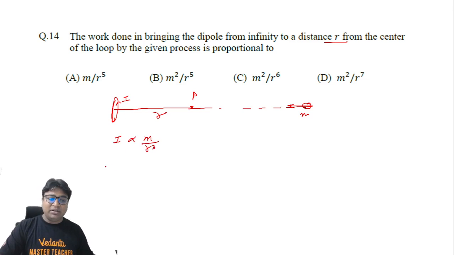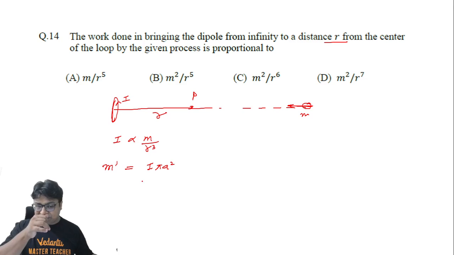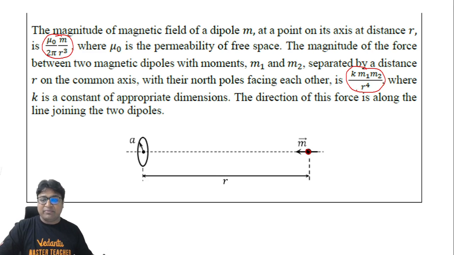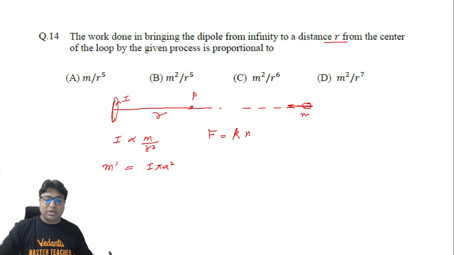Now, if there is a current, then there would be a magnetic moment of the loop itself. Let me call it as m prime, and that would be given by I into pi a square. Okay, so there would be a magnetic moment of the loop itself, and going by the expression of force, the one that was given to us in the paragraph here, K m1 m2 by r to the power 4, we should write K into m by r cube. Okay, of course there would be other constants also like pi a square, but we can ignore that because anyways we are looking at proportionality only. So this force is proportional to m square divided by r raised to power 7.